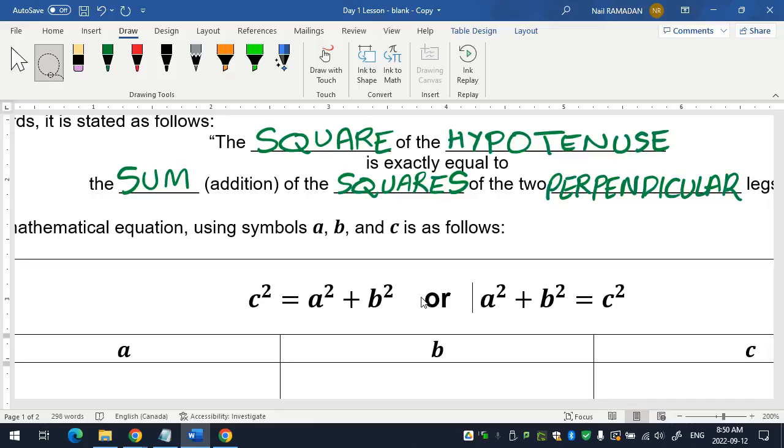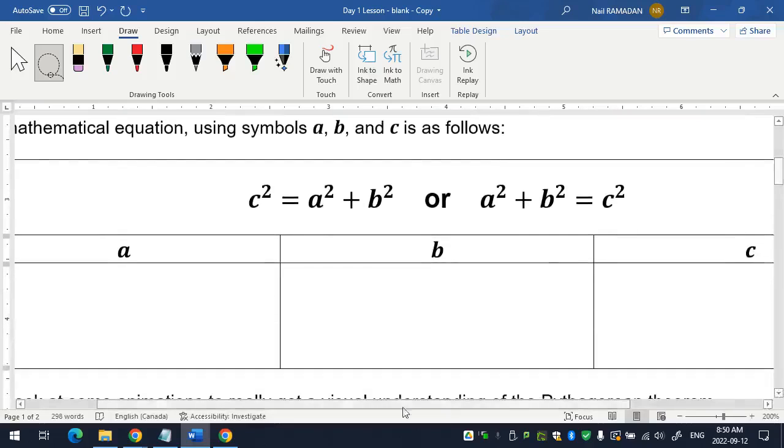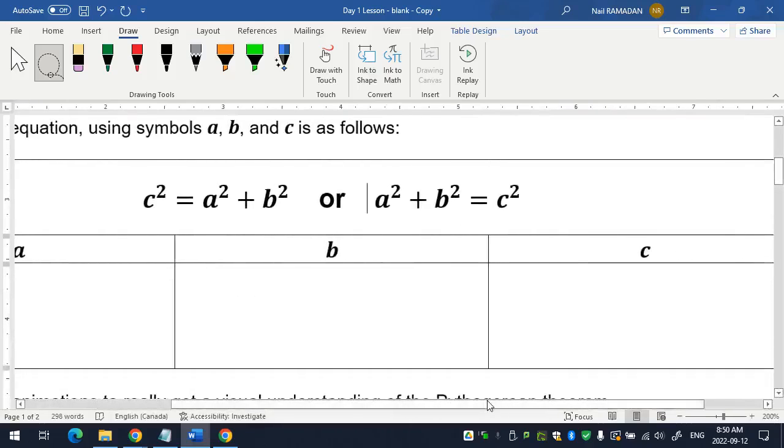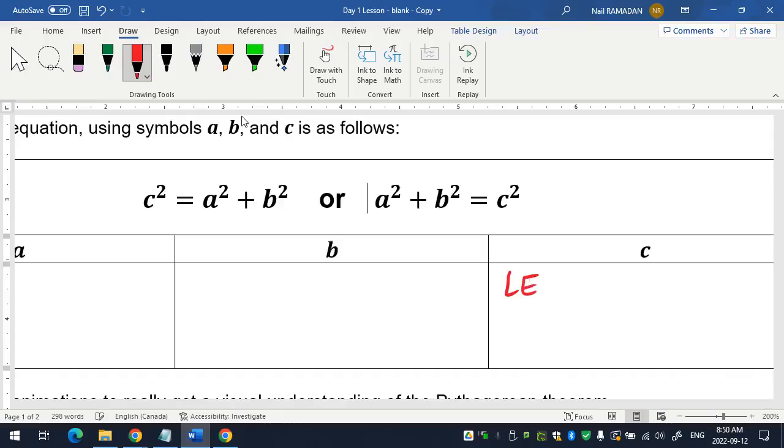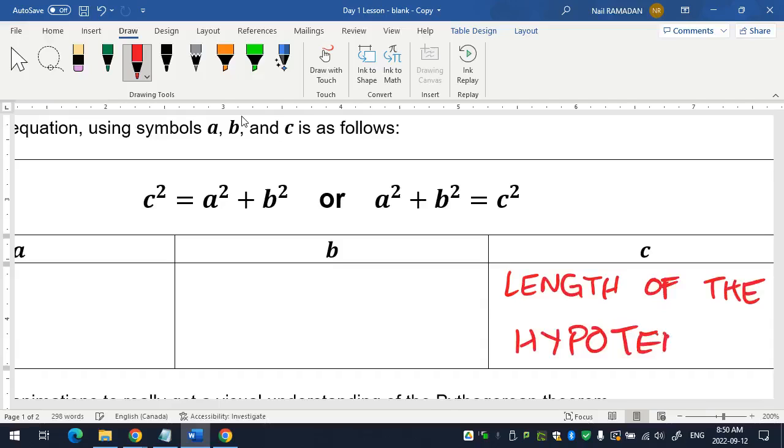Okay? So let's actually explain what each symbol means. The first one I'm going to start with is not A or B. I'm going to start with C. C is the most special one. Why? C is the length of the hypotenuse. Yes, even I have to check my spelling. Okay, length of the hypotenuse.